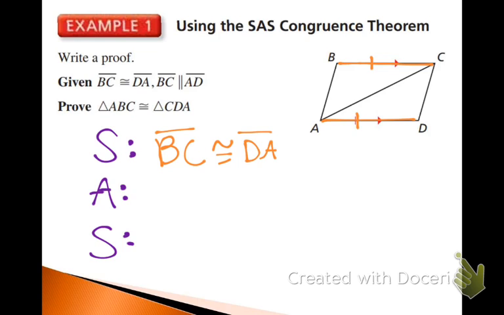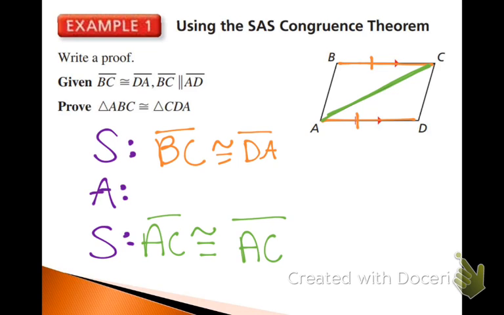The last one is a side. What side is congruent on both shapes? AC. Remember the reflexive property? They both share this wall. If I took apart the two triangles, AC would still be congruent to AC. So AC is congruent to AC. A side is congruent to itself. They both share that wall.